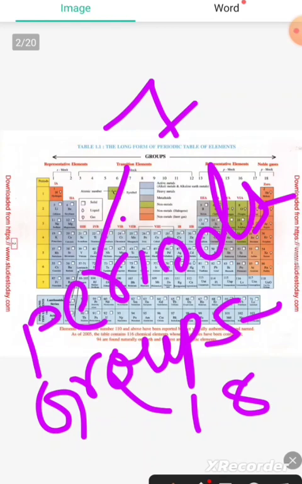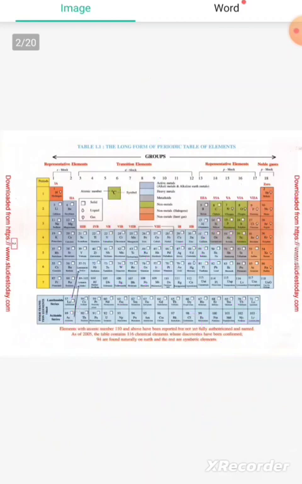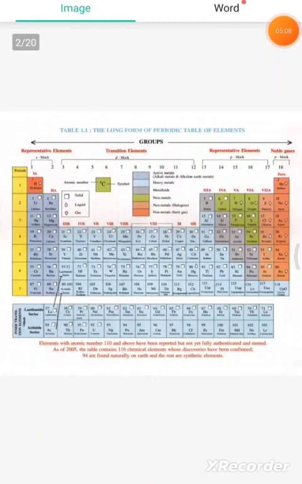I hope everyone is clear about this. You may get a short question about this. So 7 periods and 18 groups. Then your first column, that is group 1A, is called your alkali metals. Then group 2A is called your alkaline earth metals.